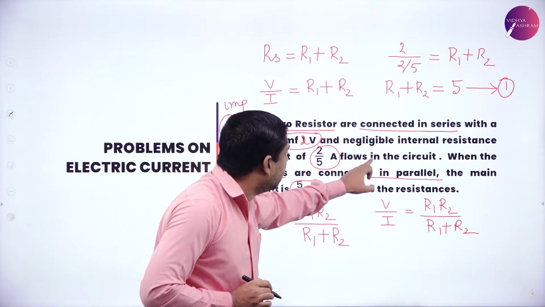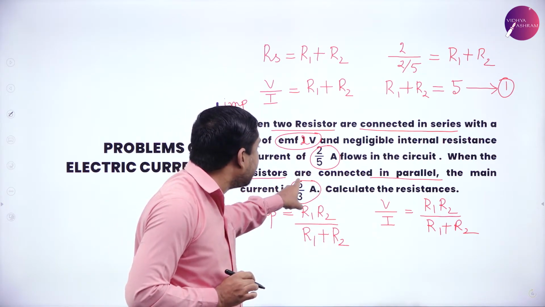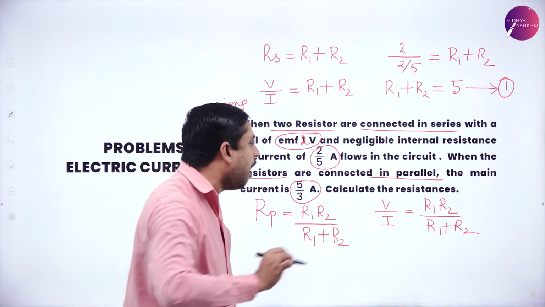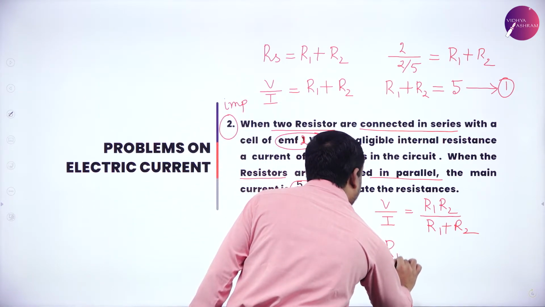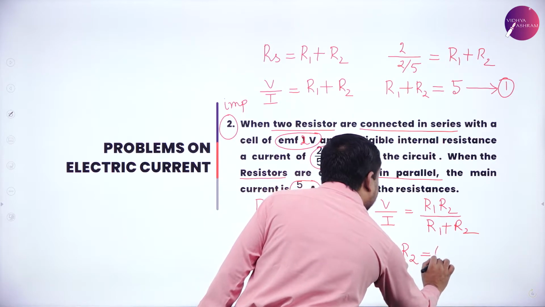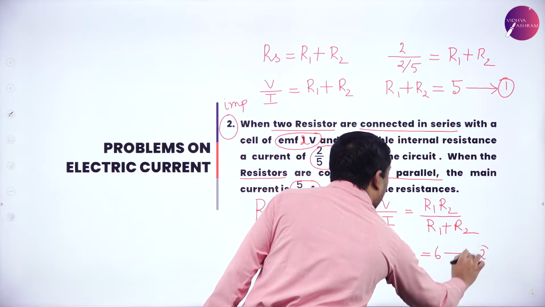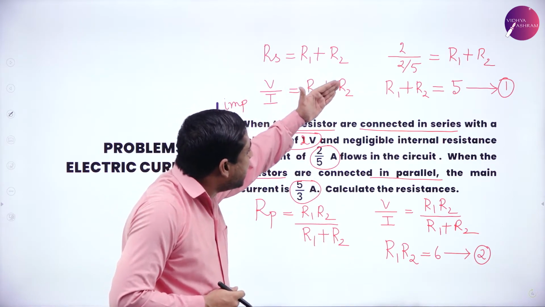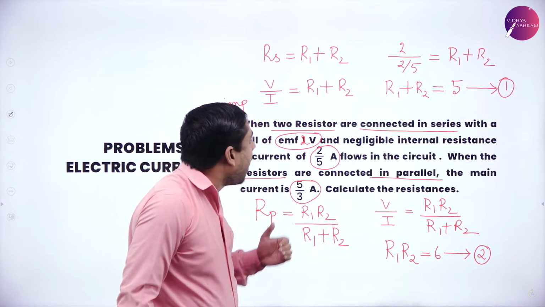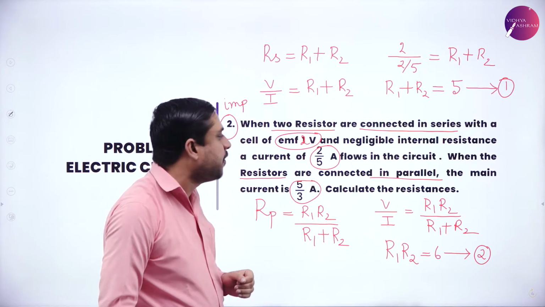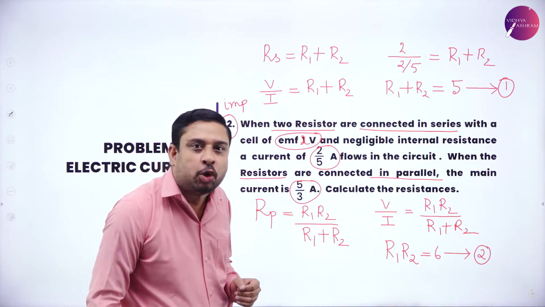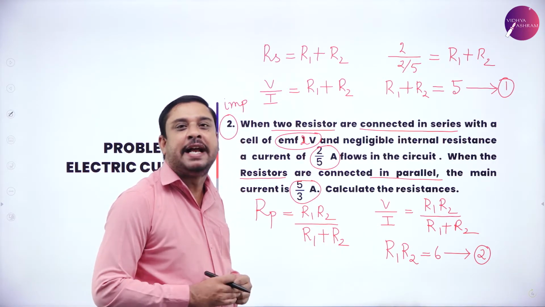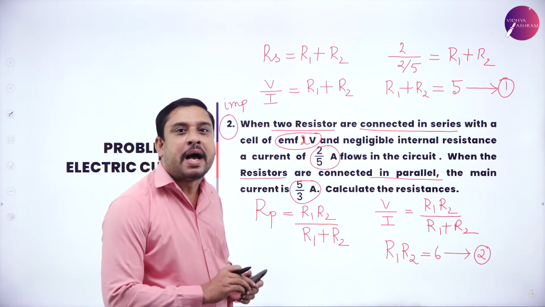Again, we substitute 2 divided by 5 by 3 for R1 plus R2. So here, R1 R2 turns out to be 6, and I call this equation 2. So equation 1: R1 plus R2 is 5. Equation 2: R1 R2 is 6, from which I have to find the value of R1 and R2.